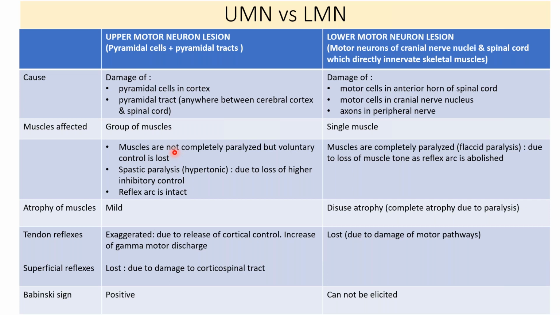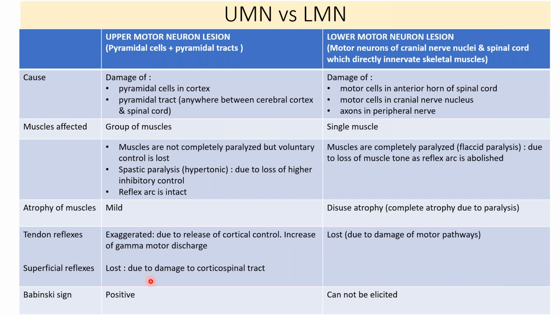In upper motor neuron lesion, the muscles are not completely paralyzed, but voluntary control is lost, and due to loss of higher inhibitory control, what kind of paralysis? Spastic paralysis, in which the tone of the muscle is heightened. The reflex arc is intact in this. Whereas in lower motor neuron lesion, there is flaccid paralysis. That means the muscles are completely paralyzed. Muscle tone and reflex arc are totally abolished, and the muscle tone will be very low. Because it is completely paralyzed, there will be atrophy of the muscle, which is called disuse atrophy. Here, the atrophy will be very mild.